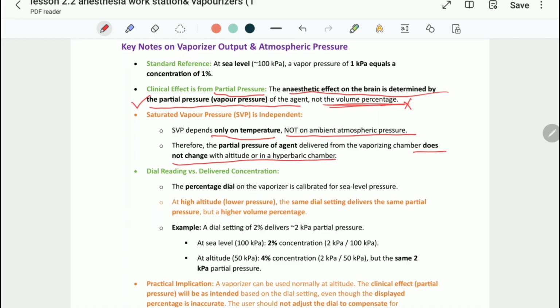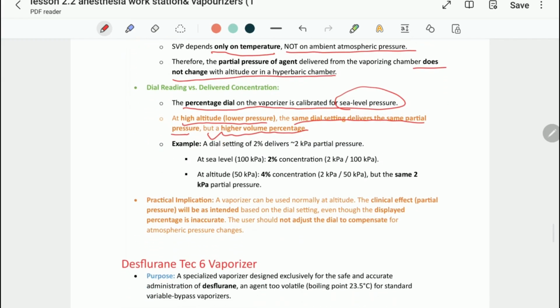What is the difference between the reading on the dial and the delivered concentration? The percentage dial on the vaporizer is calibrated for sea level pressure, which is 100 kilopascal. At high altitude, that is at lower pressure, the same dial setting delivers the same partial pressure but a higher volume percentage. For example, a dial setting of 2% delivers a 2 kilopascal partial pressure.